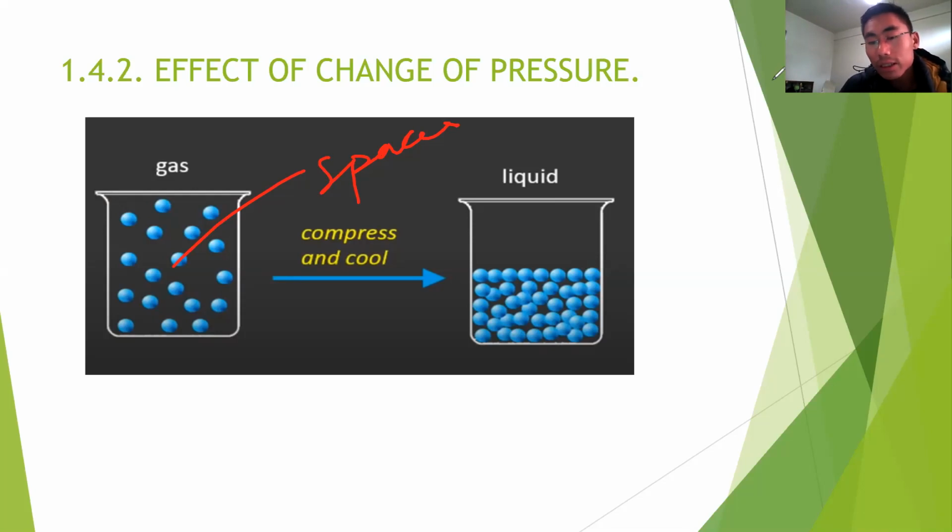Now cooling is simply decreasing the amount of kinetic energy in the particles. When the kinetic energy is decreased, the speed of the particles also decreases, so they come together closer, okay, till a point where they become liquids.